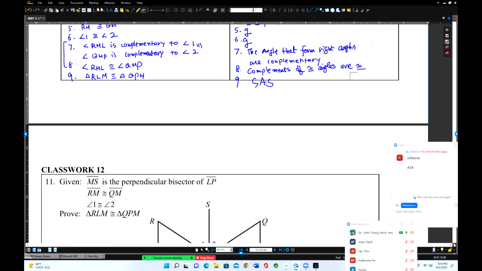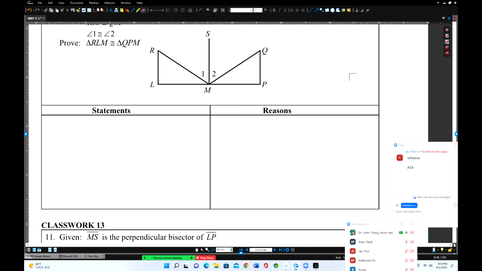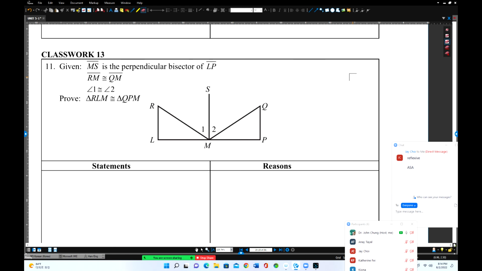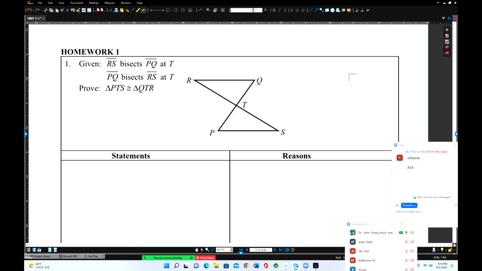Okay, the next one, number 12. It's the same thing. This is a move up. The next one, number 13, is the same thing. Same questions. We're going to go to the homework now. Okay, that is the homework.